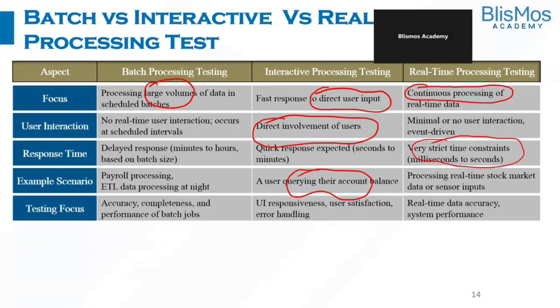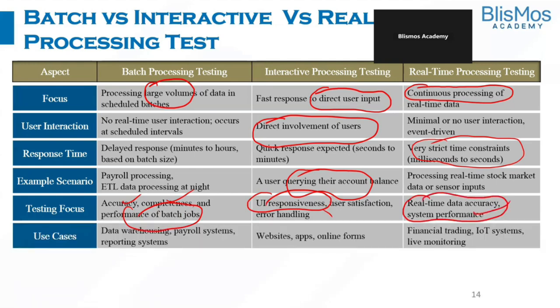Here the focus of the testing is accuracy, completeness, and performance of the batch jobs. In interactive processing, it is UI responsiveness, as the user is there. Here, it is real-time data accuracy and also system performance. Batch processing covers data warehousing, payroll systems, reporting systems. Interactive processing covers websites, apps, online forms. Real-time processing covers financial trading, IoT systems, live monitoring.